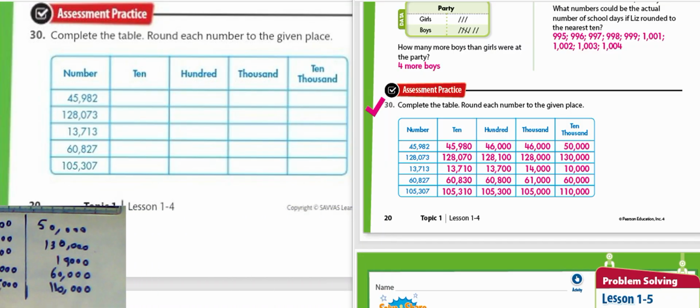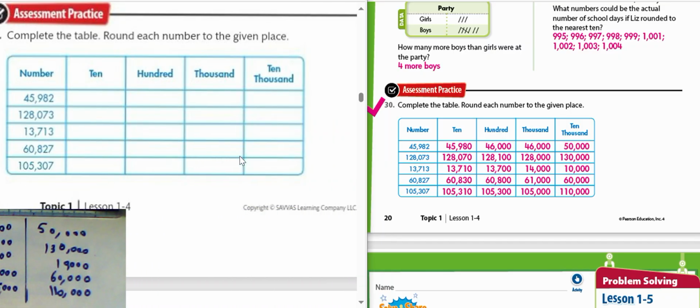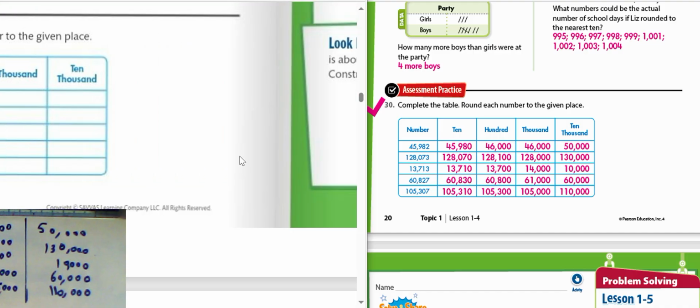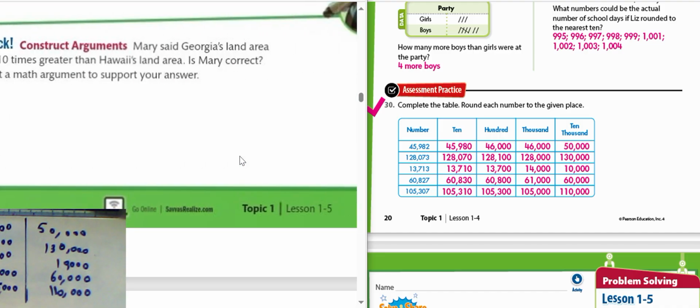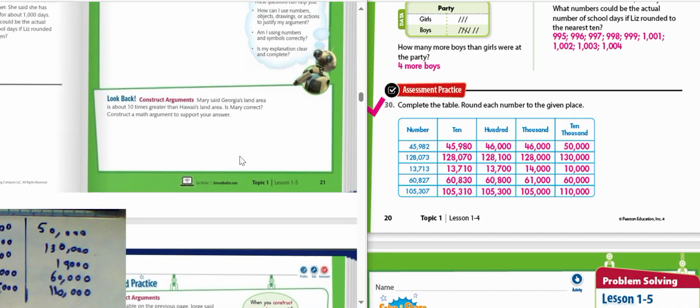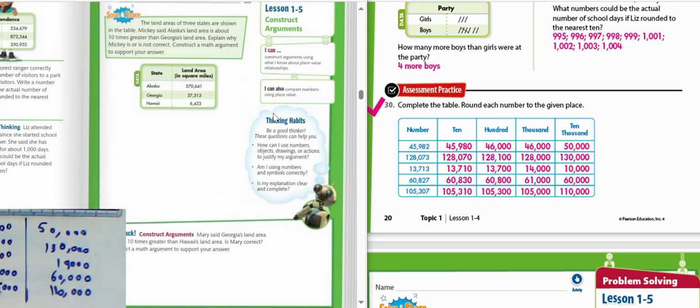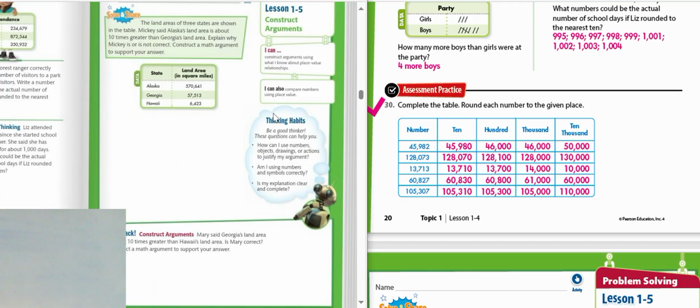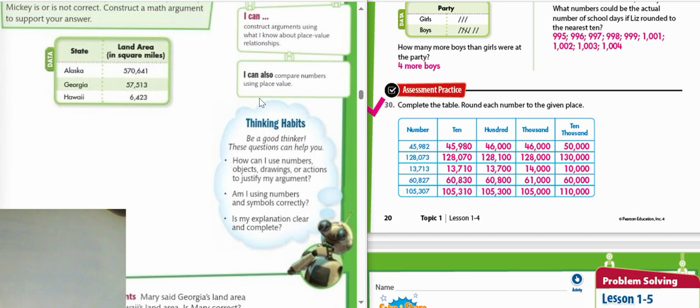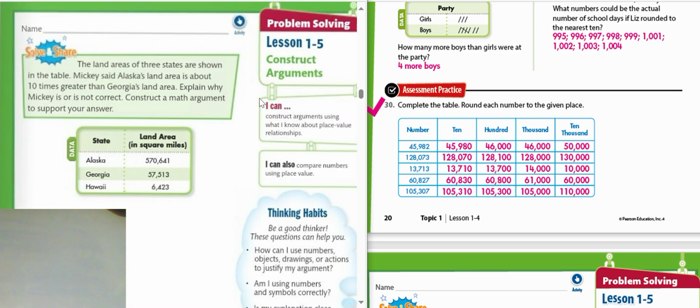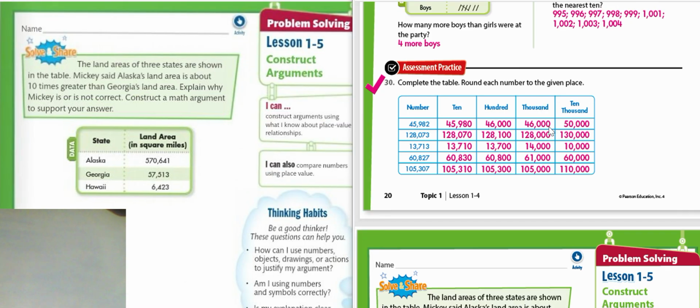Now I will give you another example about next page 21. Page number 21. Okay, it's a page. We can talk about constructing arguments. Look at here about this section. Problem solving.